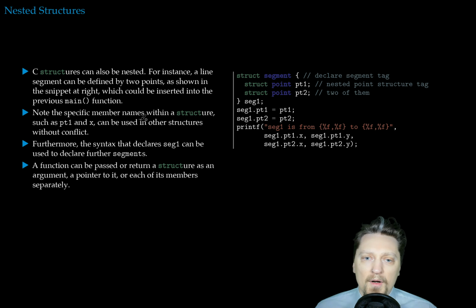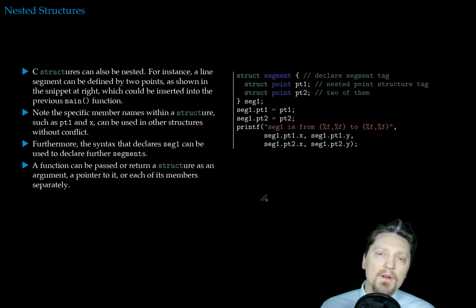Note that the specific member names within a struct, so pt1, pt2, can be used in other structures without conflict. So pt1, pt2 for seg1 are declared here, but we could use pt1 and pt2 for seg2 as well. Furthermore, the syntax that declares seg1 can be used to declare further segments as well. A function can be passed or return a structure as an argument, a pointer to it, or each of its members separately. So we can use them pretty much like we would use any other variable.